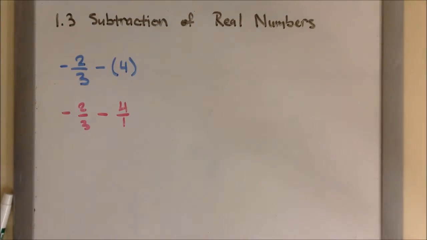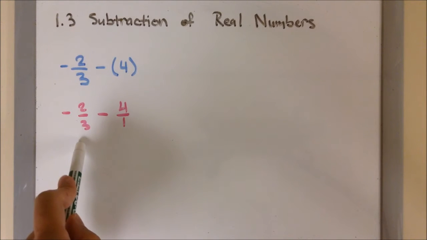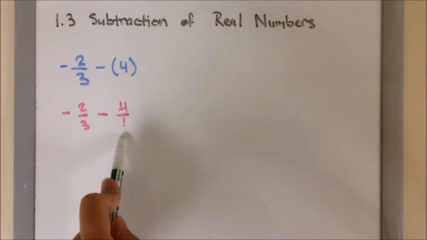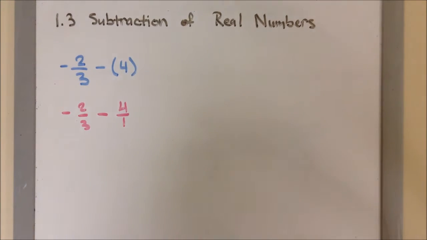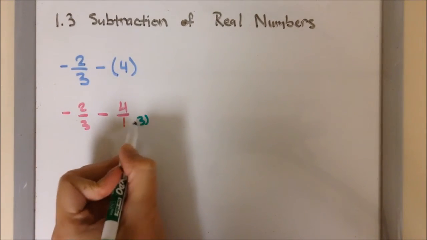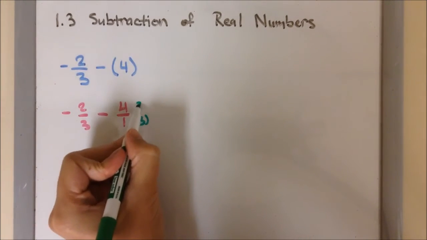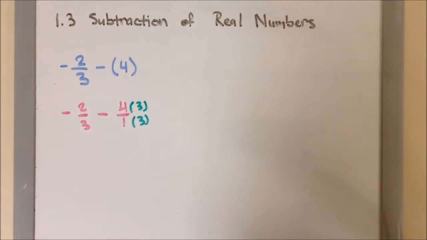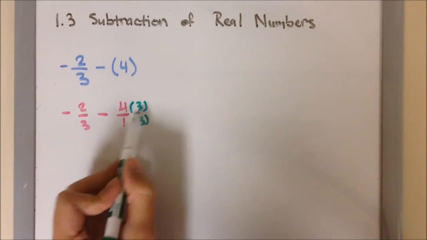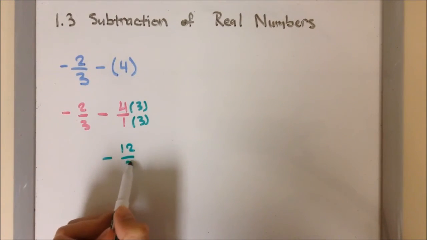Now the problem is that we have different denominators, so we need to look for a common denominator between 3 and 1, which is 3. Since this fraction already has a denominator 3, then I need to change the 1 into a 3. So I'm going to multiply the denominator by 3. Since I do it to the denominator, I got to do it to the numerator. By doing so, I'm going to multiply 3 to the top and bottom. That's going to become minus 12 over 3.